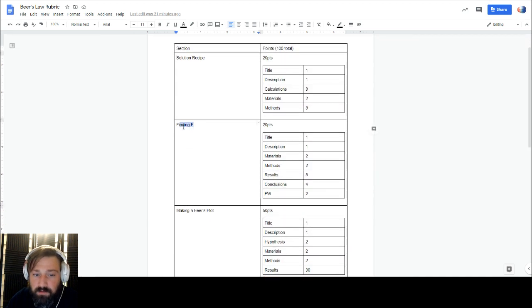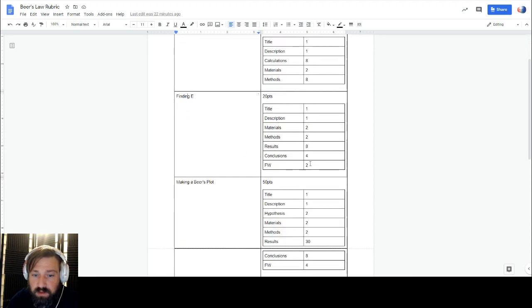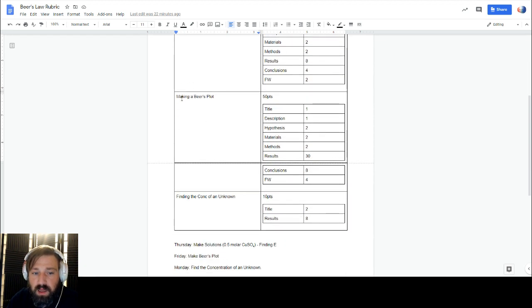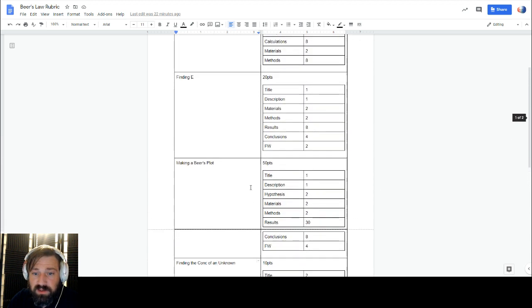So you are going to be finding epsilon, finding that coefficient. Same thing here. This is another one of those finding things, so you won't actually be writing hypotheses for this. Making a Beer's law plot, there will not be a hypothesis related here. And then finding the concentration of the unknown. This one's going to be pretty simple. Just tell me your results, and we'll see if you're right or not.